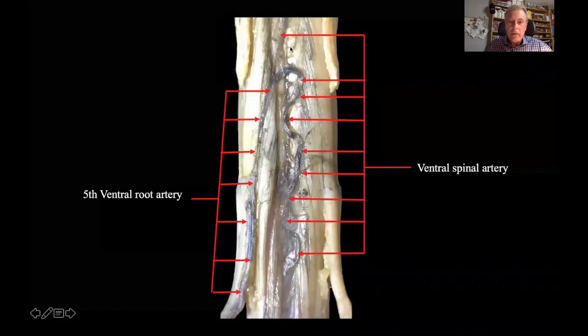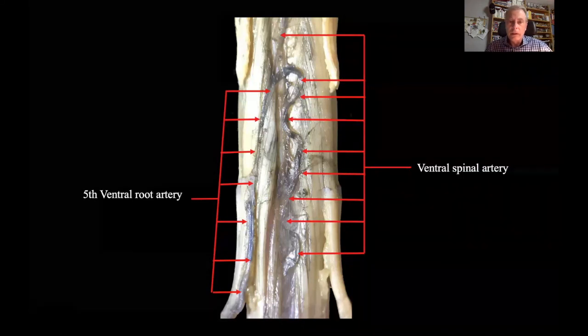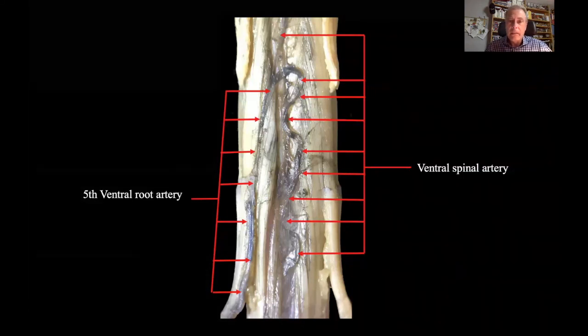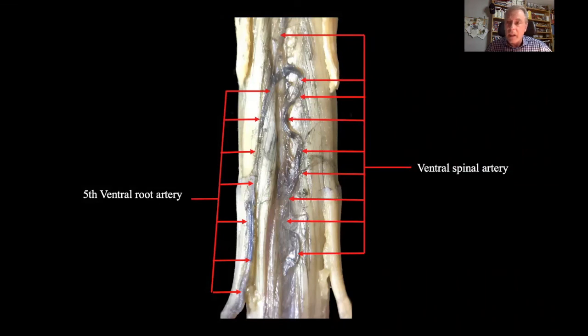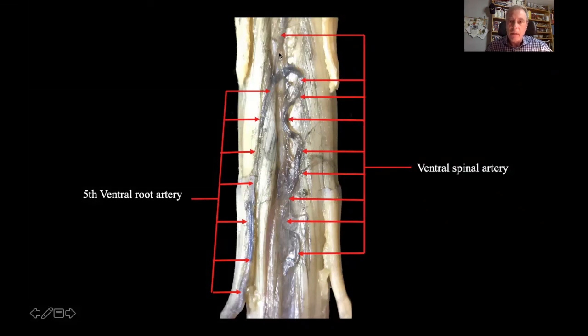And as you see in another image, there is the ventral aspect of the lumbar intumescence of a dog, and it has been injected with Indian ink. And then what you see is the ventral spinal artery here. It has a sigmoid appearance. And at this level, we have the fifth ventral root artery, right here, on the right.